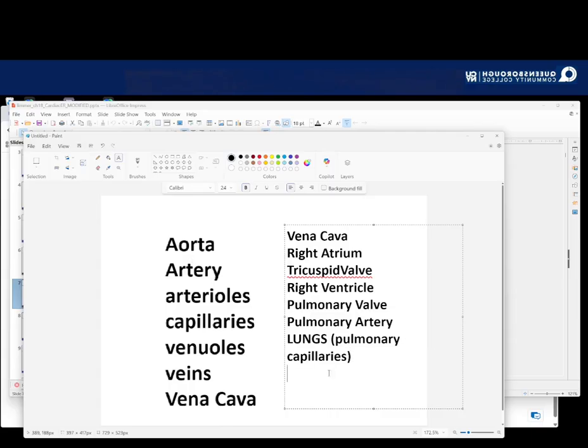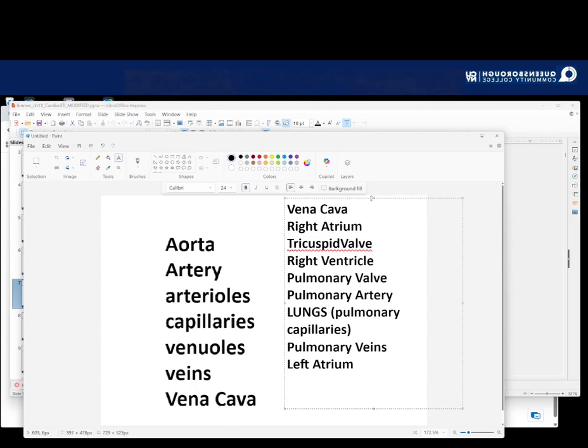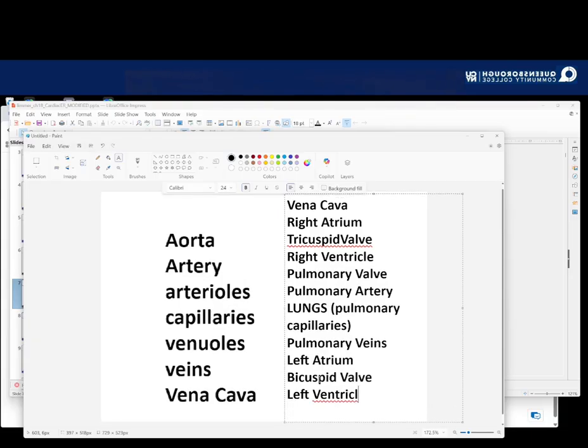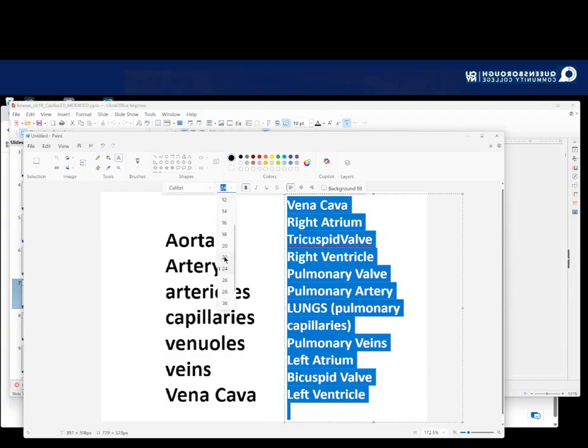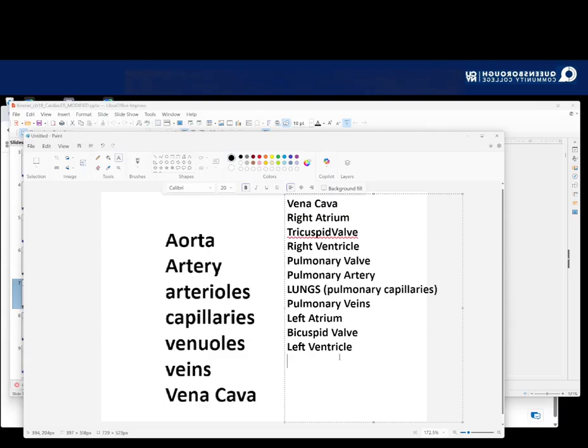And then on the way back to the heart, you have the pulmonary veins to the left atrium. Running out of space already. Through the bicuspid valve into the left ventricle, and then, can I do it? Nope, I gotta shrink it one more time. Hopefully you're able to still see this.